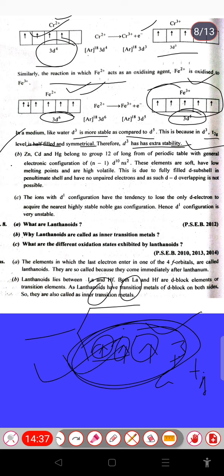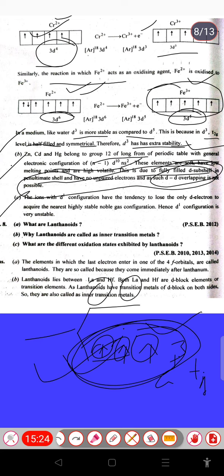Okay, so the next question is about zinc, cadmium and mercury. They belong to group 12 of the long form of the periodic table, with the general electronic configuration (n-1)d10 ns2. These elements are soft, have low melting points and are highly volatile. This is due to the fully filled d subshell in the penultimate shell, with no unpaired electrons, and as such d-d overlapping is not possible. So the main answer is that there is no unpaired d electron in the orbitals. Due to that, there is no d-d transition, no color, so these are not regarded as transition elements. But variable oxidation states can be shown.